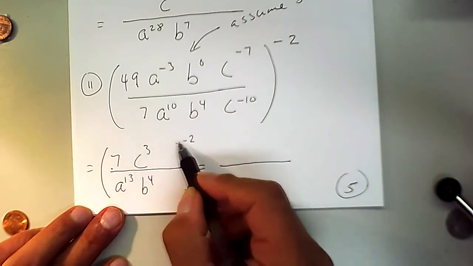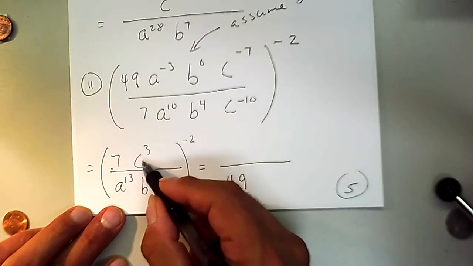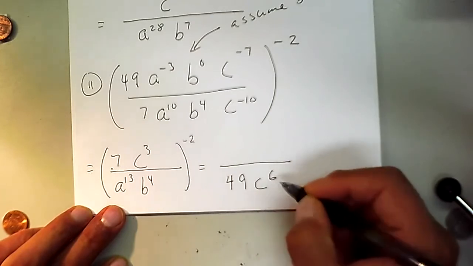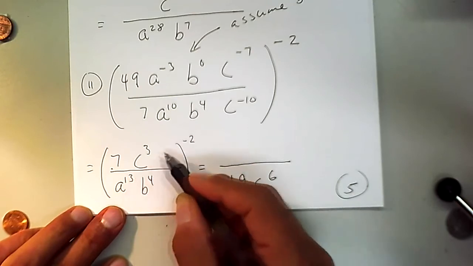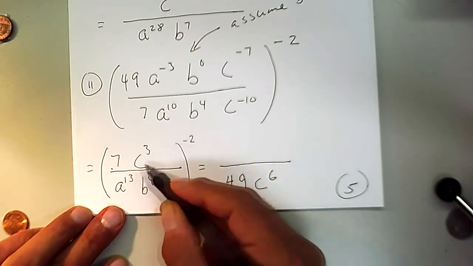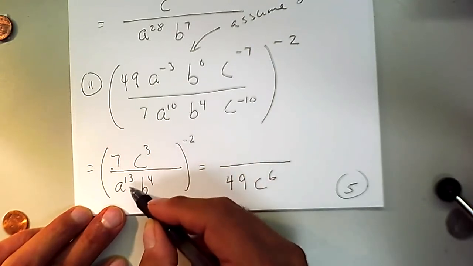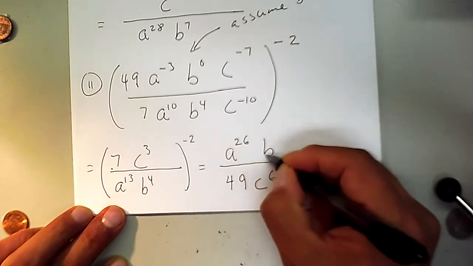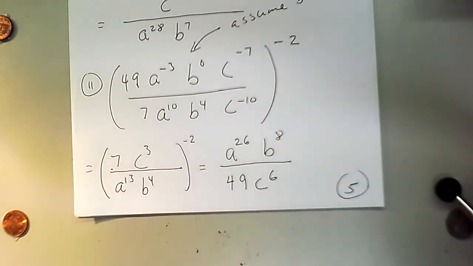So this 7 is gonna be squared and it is gonna go on the bottom, 49. This c to the 3 is gonna be squared and it's gonna go on the bottom. So that is c to the 6. Likewise, this guy is gonna be squared. Remember your properties of exponents. Multiply the exponents when we have an exponent on top of the other exponent. So that is going to be a to the 26, and then b to the 8. So that is our final answer. And there's about 2 or 3 different ways to do it.